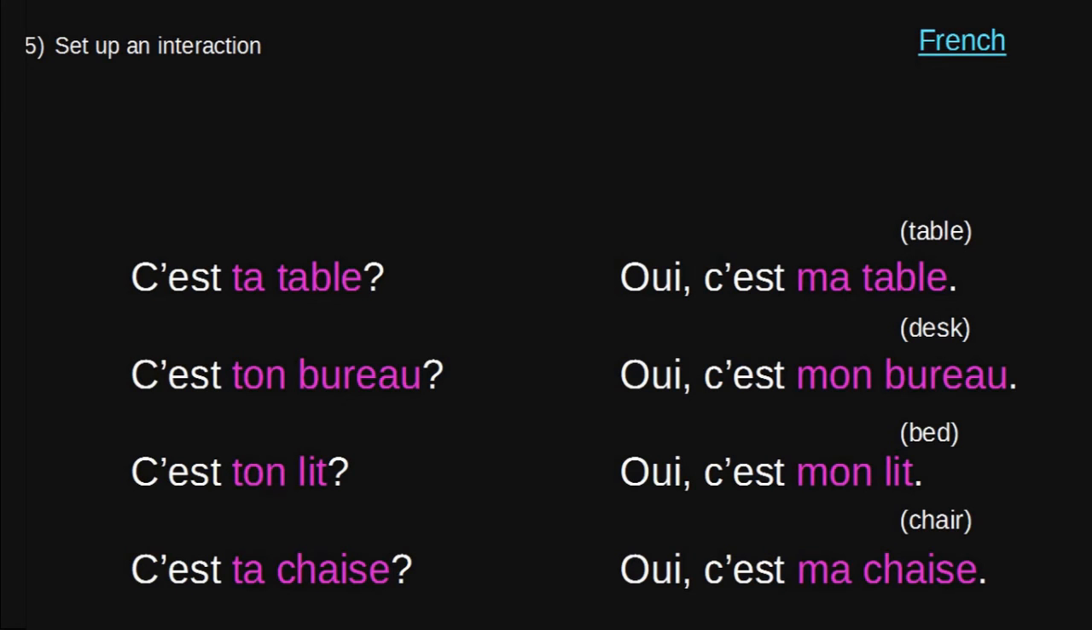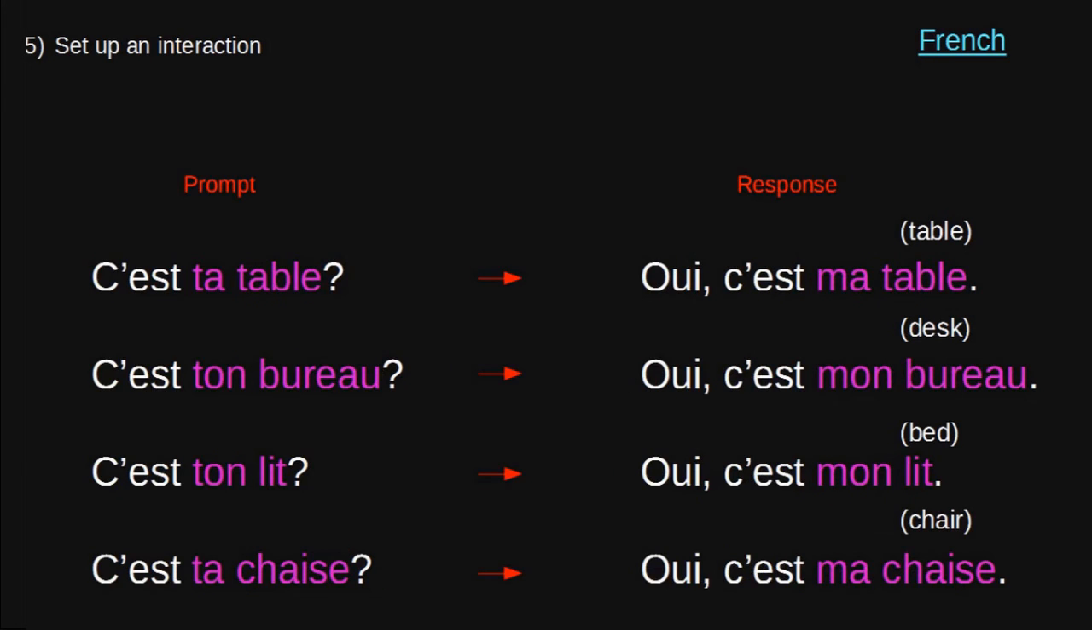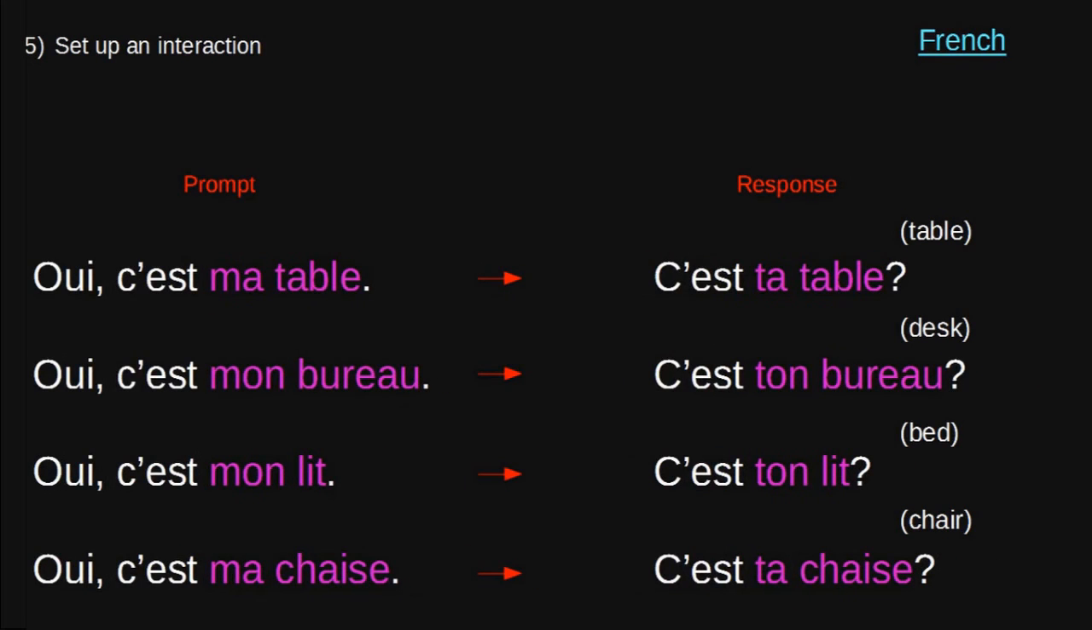With question and answer patterns, it's very easy to set up an interaction because you can use the question as the prompt and then the answer as the response. Pretty obvious. So the question, c'est ta table? Then the answer, oui, c'est ma table. Is this your table? Yes, this is my table. And on and on. Now, one thing I do like about question and answer patterns is that maybe you're trying to work on forming questions in the language. Well, then you can just use the answer as the prompt instead. So you would read, oui, c'est ma table, and then you would respond with the question form of that.